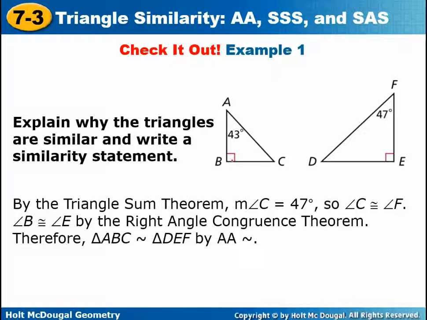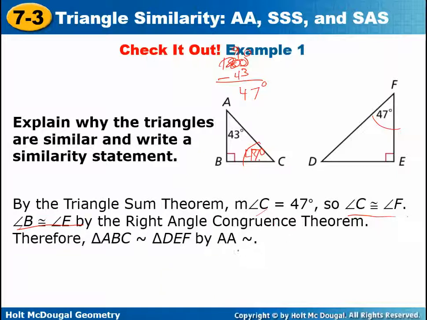We've got that angle B is congruent to angle E, both right angles. We don't know what this angle is, so let's find it. We can take 180 minus 43. Oh, let's do 180 minus 90 instead, because I already took 180 minus 90, which is 90. So 90 minus 43 is 47. So this angle here is 47 degrees. So angle C is congruent to angle F. Angle B is congruent to angle E. And that's all we need to know.